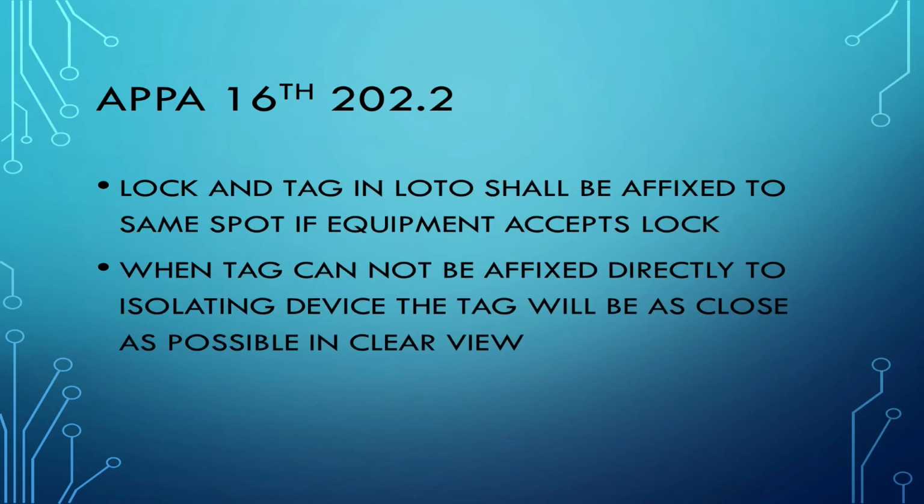Lockout and tagout shall be affixed to the same spot if equipment accepts the lock. When a tag cannot be affixed directly to the isolating device, the tag will be as close as possible and in clear view. Most of our equipment, whether it's drop controls from regulators to capacitors to breakers, has a hasp that will accept a lock and therefore will accept a tag. It's just a good way for people to recognize that there's something going on that's out of the ordinary, and we need to look at it if we're going to drive by and could possibly do any work, or we have to get our own tag. Just for information purposes, you should be able to look at that tag and reasonably have a good idea of what's going on. Even if nothing else, it gives you the name of a contact that you can find, the location, as well as the task at hand.